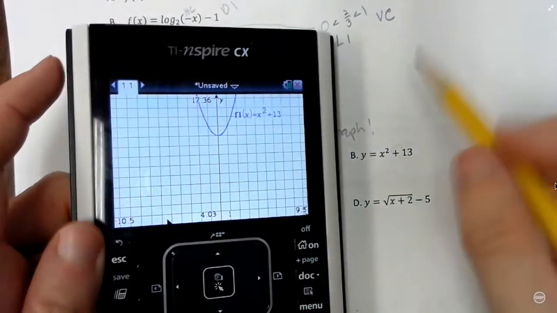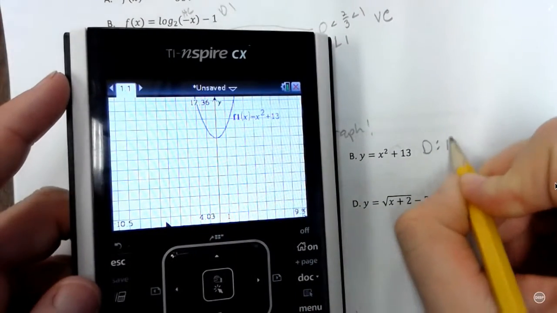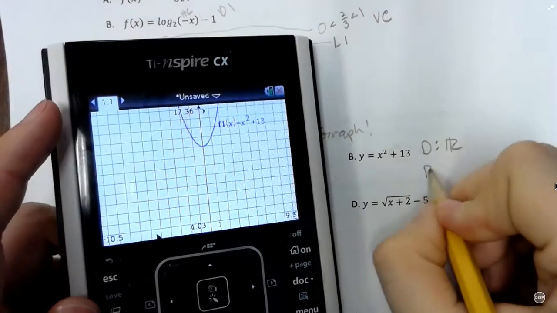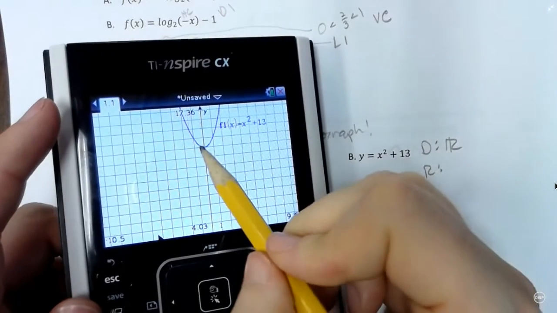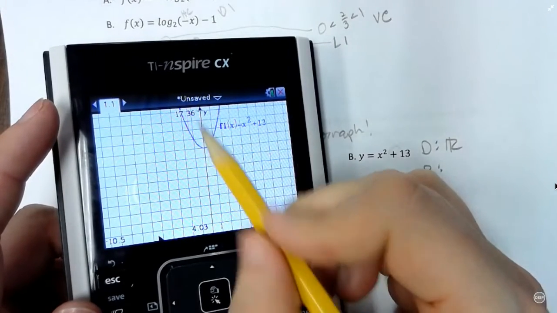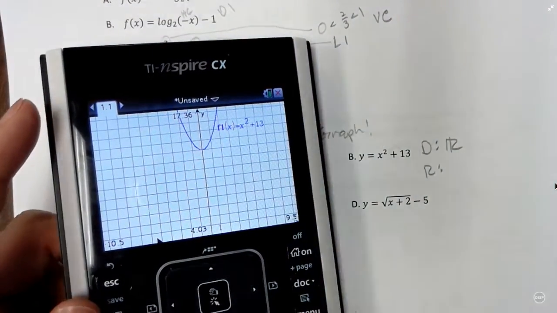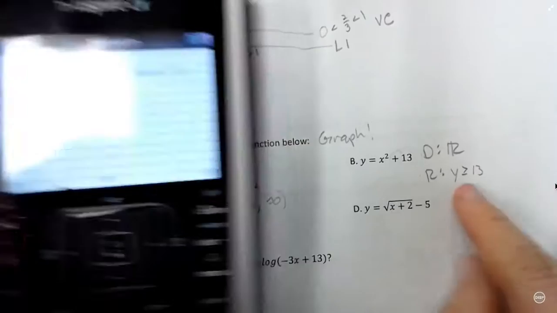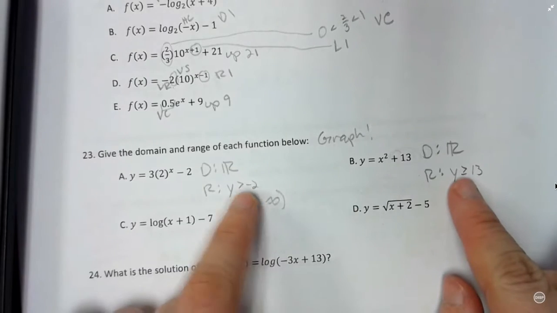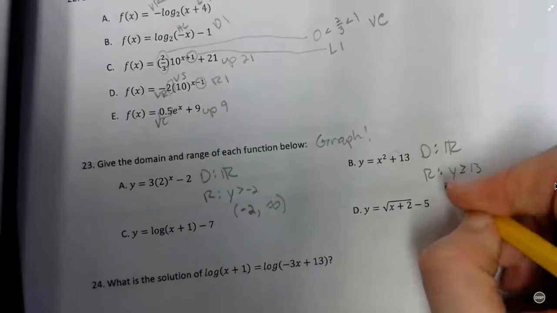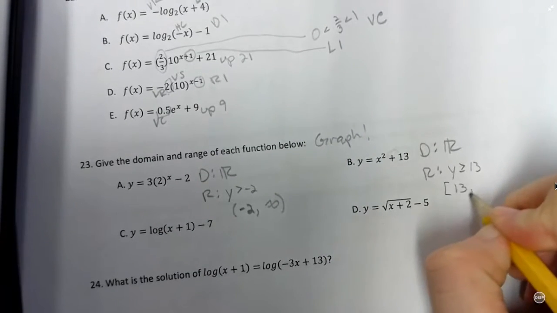So quadratics always have a domain of all real numbers, unless you're talking about some word problem context, but we're not. And the range you'll see is, 13 is the lowest that my y values can go, but they can keep going up forever. So I want to say y is greater than or equal to 13. This has an equal to where the last one does not. That was an asymptote. This has an actual point. And then for interval notation, I can go from 13 to infinity.